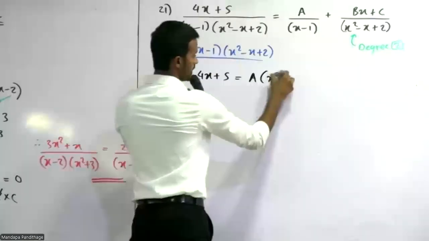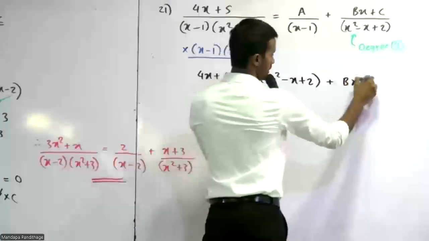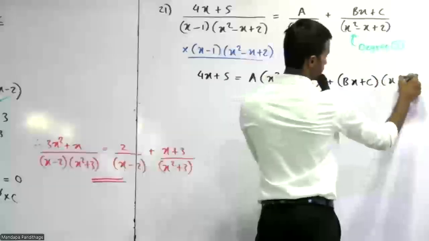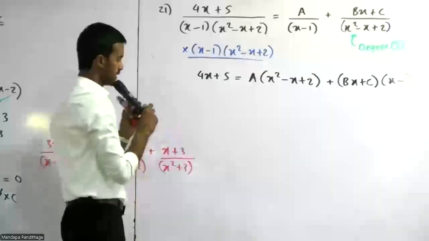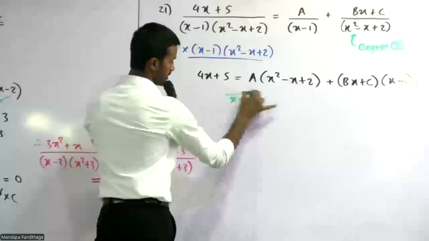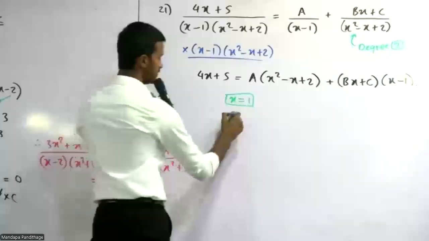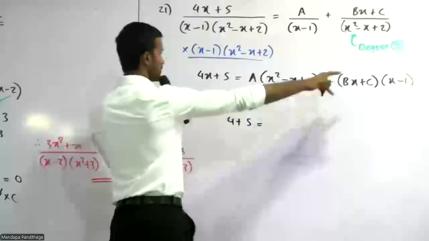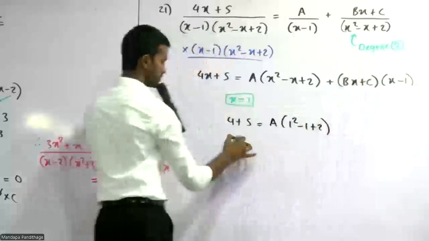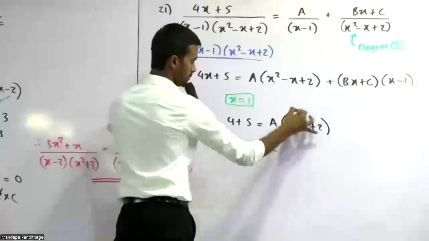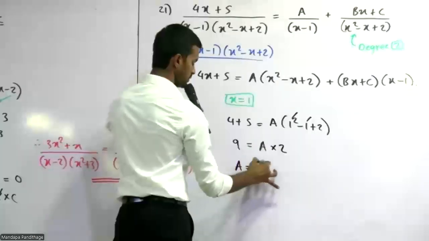A times x squared minus x plus 2, plus bx plus c times x minus 1. Okay, clear. So substitute one value. So 1 is possible. Put x equals 1. If I put x equals 1, then it's 4 plus 5 is equal to, don't write that, 1 squared minus 1 plus 2. That is 0. So 9 is equal to A into 2. So I get A is equal to 9 over 2.